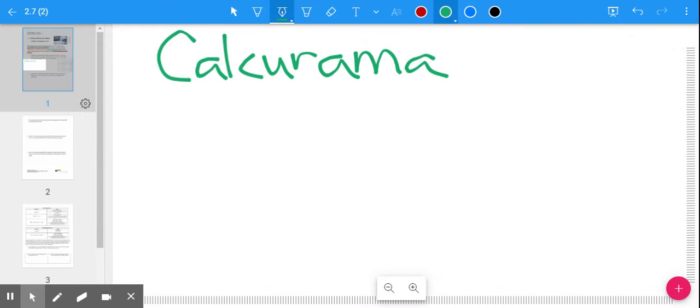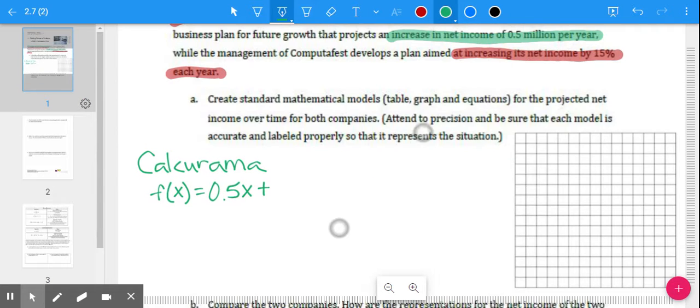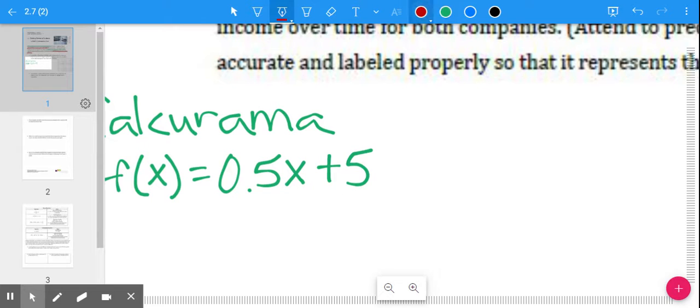And I want to write my equation. So I'm going to put this in function notation with the f of x instead of y. So we have Calcurama is going to be our f of x. And the reason I'm doing that is to differentiate between the two equations. So we have an increase of 0.5 million per year and a beginning amount of $5 million. So then we have ComputerFest.